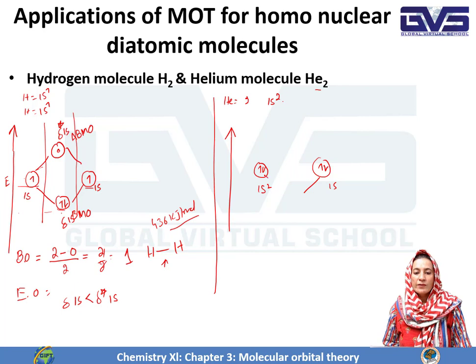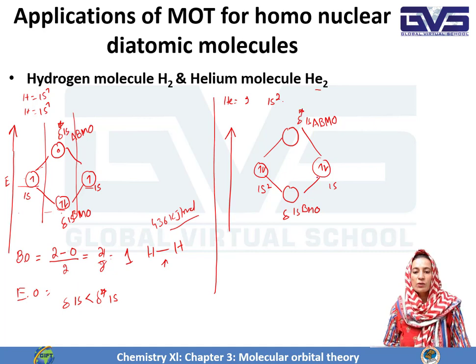So they will form molecular orbitals. Half of them will be at lower energy and half of them will be at the higher energy. This is the bonding molecular orbital. This is the anti-bonding molecular orbital. This is 1s, so s and s, sigma 1s, and this is the sigma star 1s.